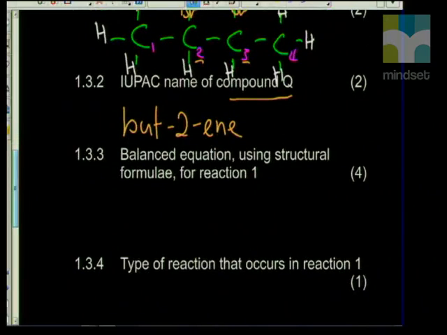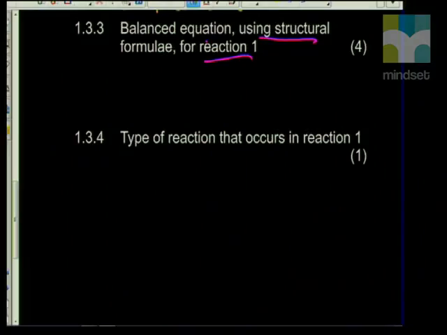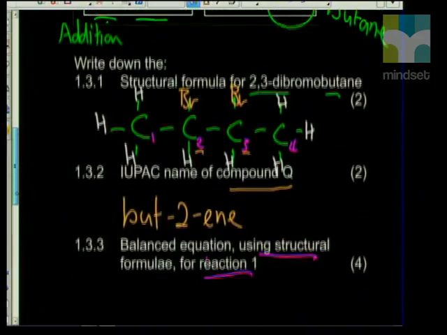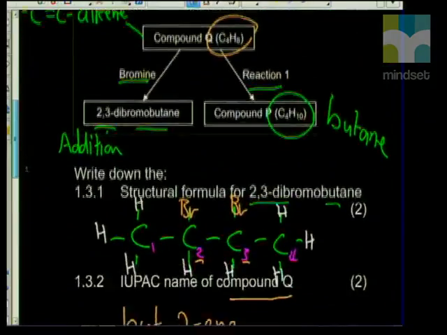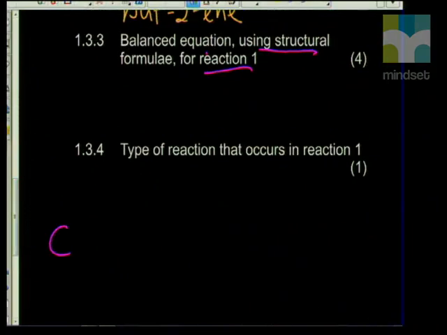We need to write down a balanced equation using structural formula for reaction number 1. Guys, when you ask structural formula, please don't write molecular formula, and when you're asked molecular formula, please don't write structural formula. You have to draw them out. And because structural formula takes some time and takes space, I'm going to write them a little bit bigger and write it down below. So I'm going to start with the substance I'm starting with, which was Q, which is but-2-ene. I'm going to write the structural formula for but-2-ene.